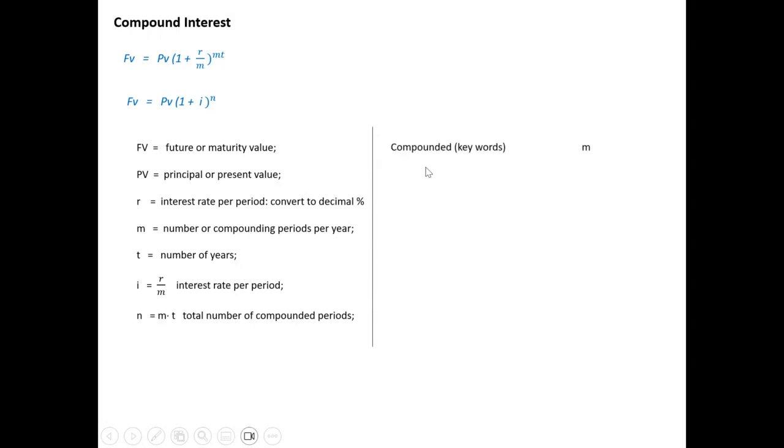And here are the key words for compound. For example, if the problem states yearly or annually, M is equal to 1. If it's semi-annually or bi-yearly, M is equal to 2. If it says quarterly, my M is 4. Monthly, my M is 12. Weekly, it'll be 52. Daily, it'll be 365 or 360, depends what the book wants you to use. And if it's continuous, it's a different formula.